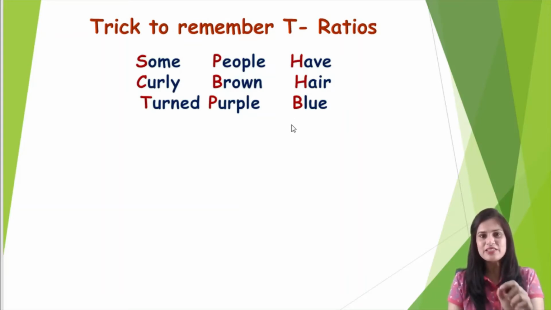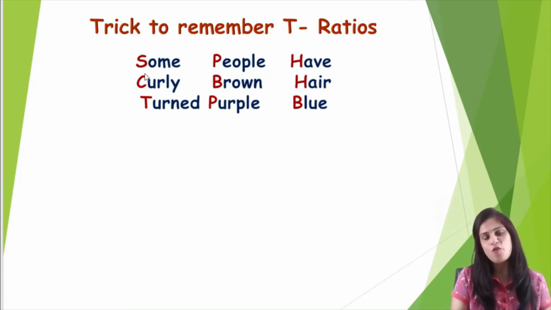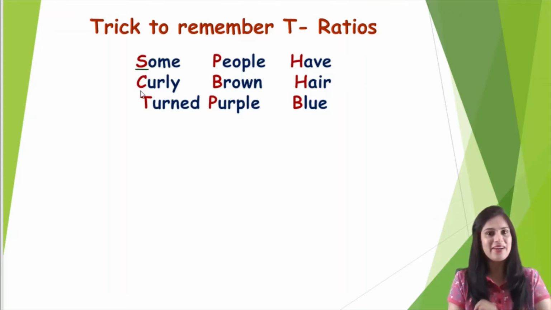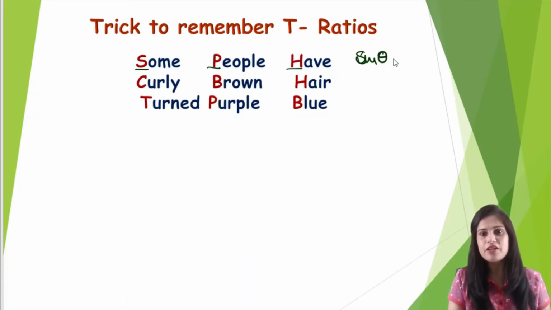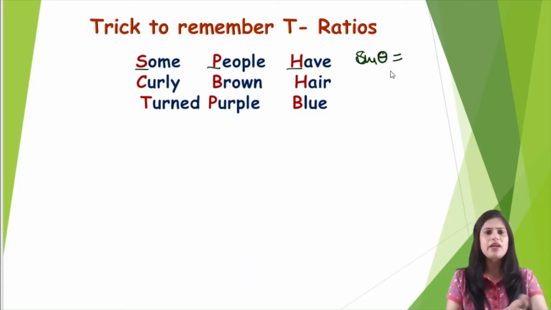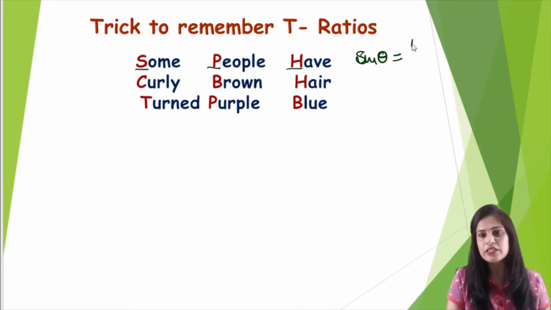Here you can see every word has initials in a different color, right? So what is the meaning of S in Some? It means sine. P means perpendicular. H means hypotenuse. So it means sine theta. We need to always write it with the trigonometric function, right? Never ever miss the angle. It can be theta or any letter. Sine theta is P by H.